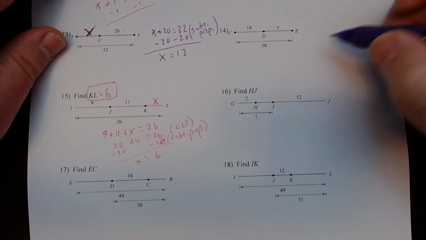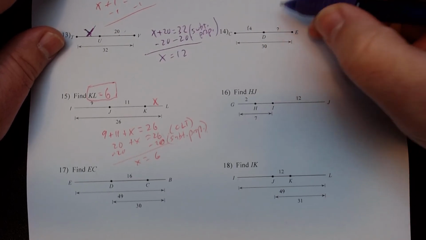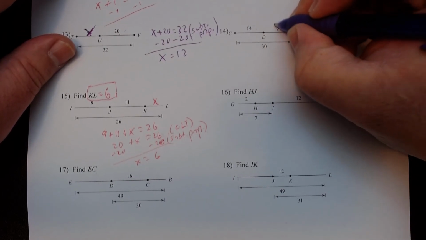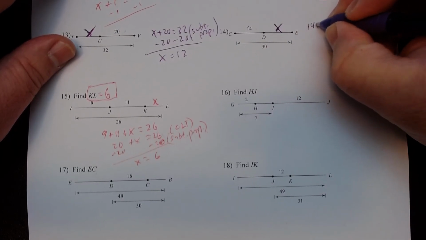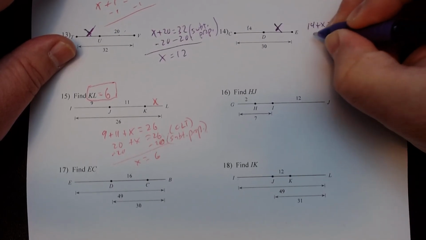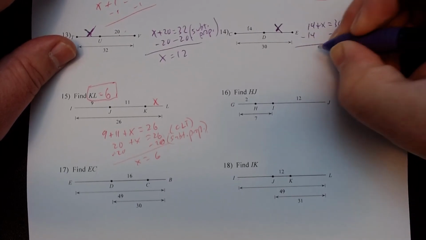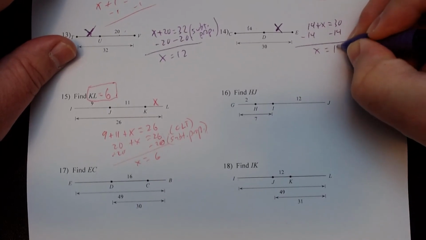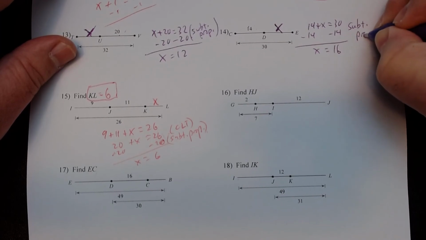Number 14, segment addition. I have the left side, I have the whole thing. I need to know what's the right side. These two add up to make the whole thing. So I'm going to put 14 and x together on one side and 30 on the other. Need to move this 14 out of the way. So I'm subtracting it to move it to the right side. And that's giving me 16. And the only thing I had to do here was subtraction property.